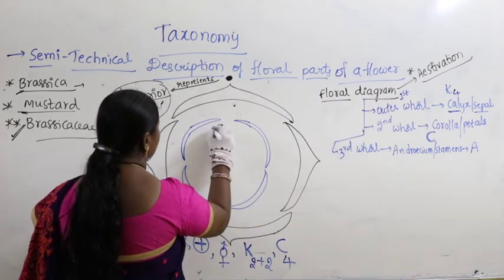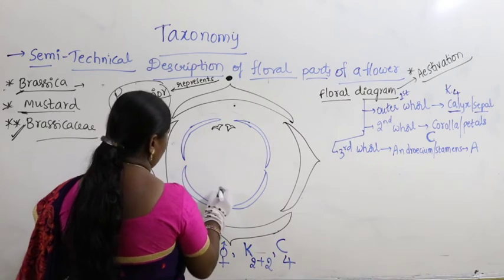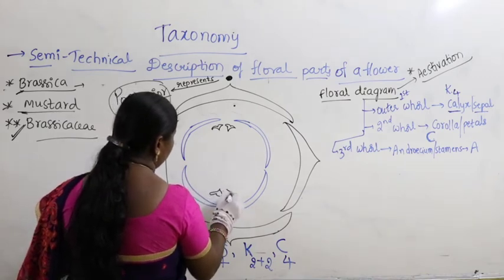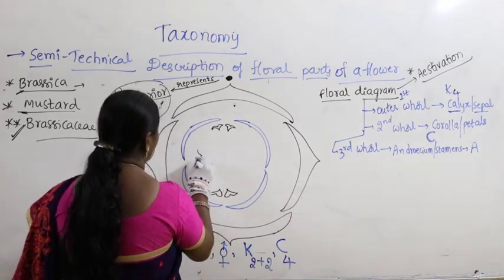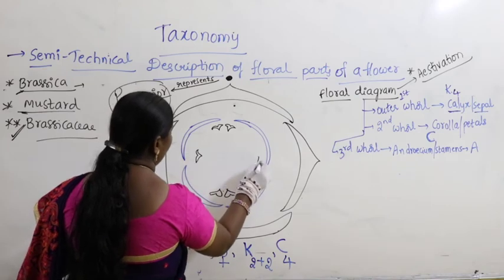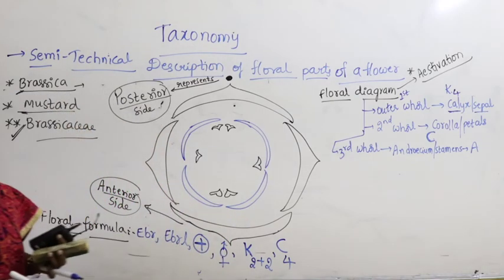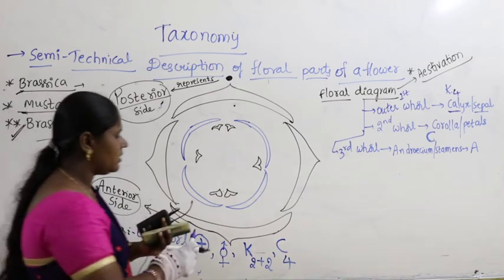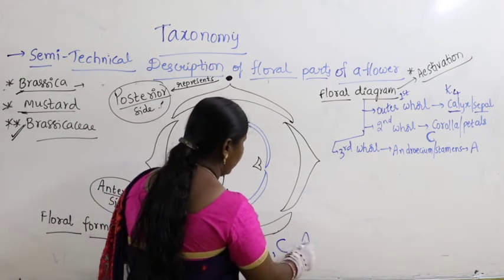So here I will just draw 2, 2. Here also you can draw 2, 2. But here I am drawing 1, here I am drawing 1. Okay. So what is the arrangement here? Next I am writing A. A is nothing but androecium.